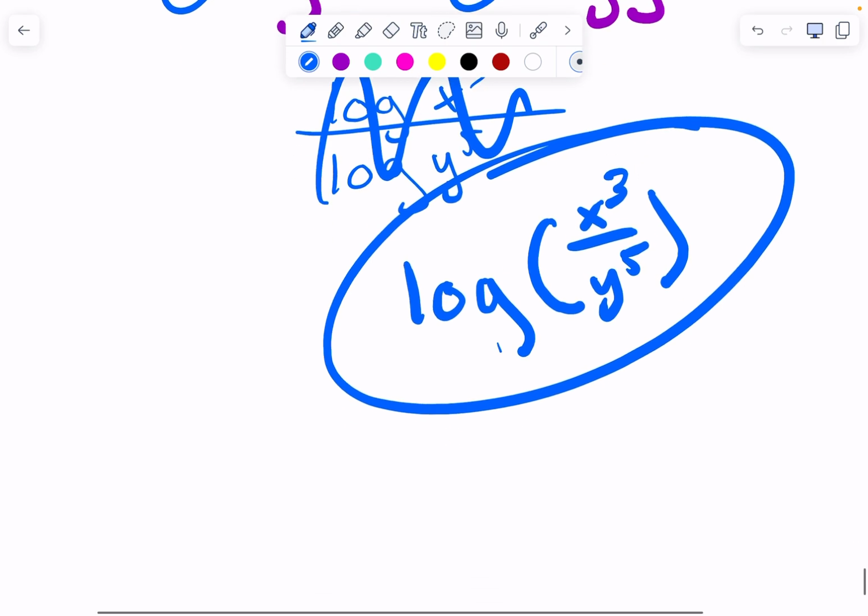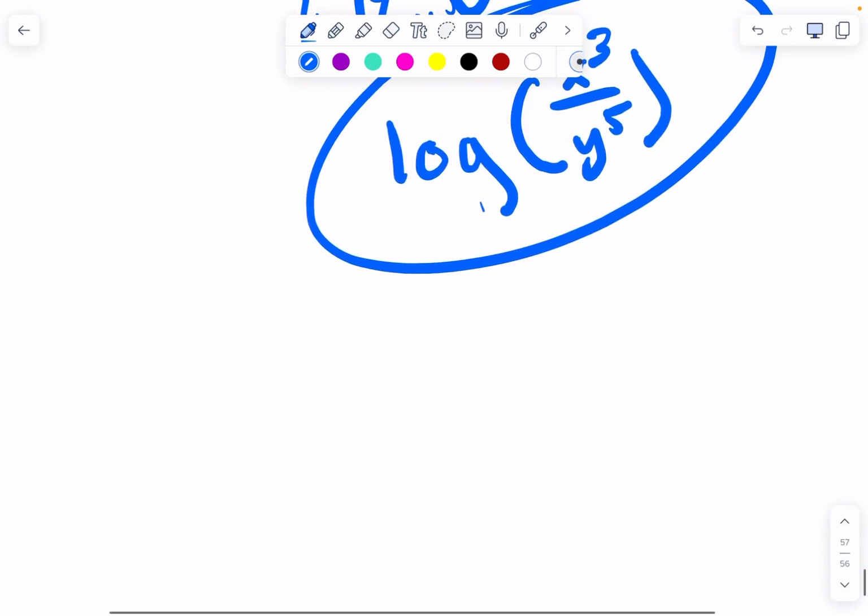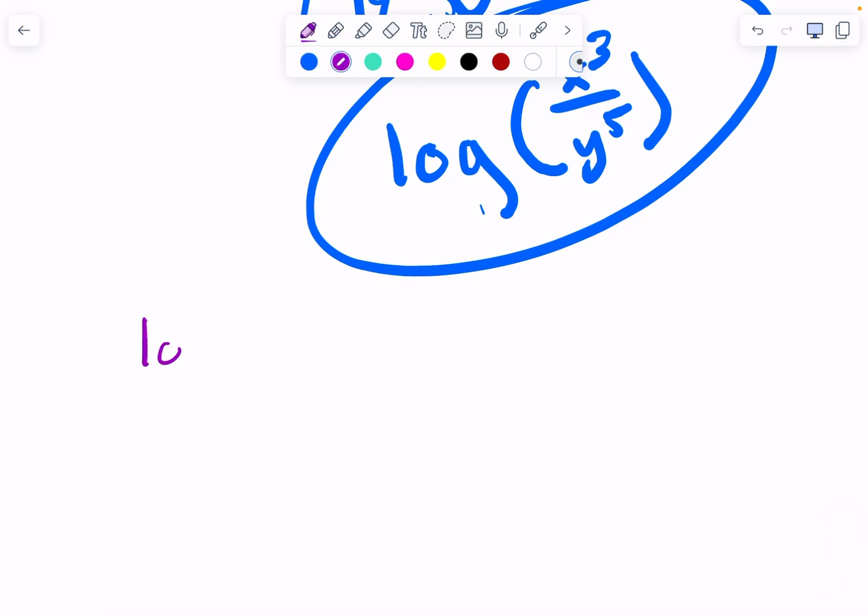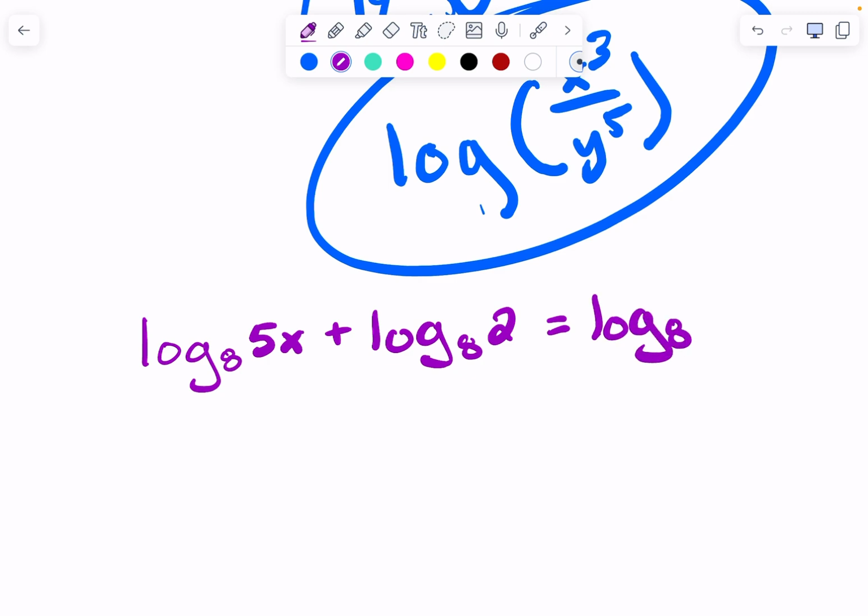Good? All right, let's solve for something. Here we go. Log base 8 of 5x plus log base 8 of 2 equals log base 8 of 40.